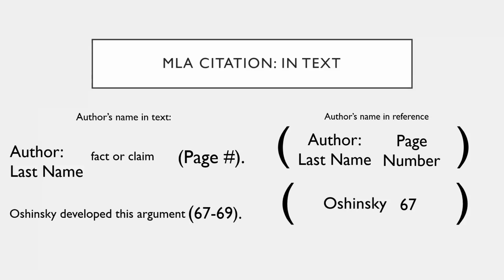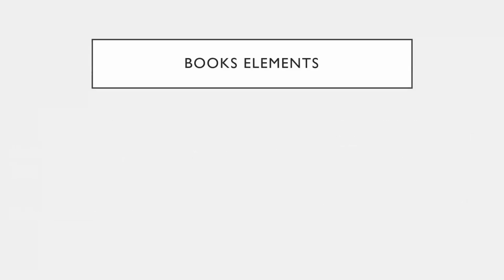Okay, so I'm going to talk about Chicago. Unless you're a history major or getting specifically into economics, I don't know a lot of people who use it. Chicago, we're going to talk about book elements, but Chicago does not use in-text citation. We use footnotes, so it's a little bit different.